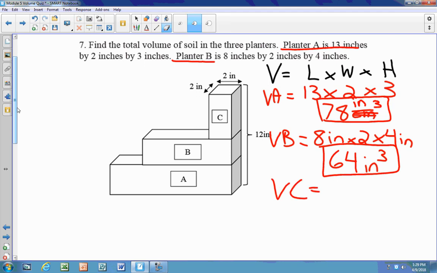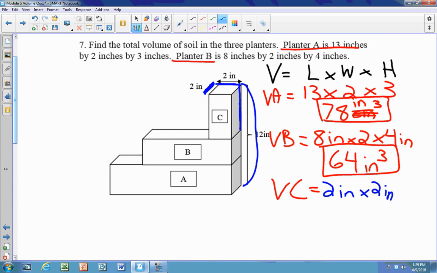And in the volume of C, I'm going to use a different pen to help point things out. We see our length right here for C is 2. We do see our width right here of 2. The question is, what is this height? Well, this whole entire height from here to here is 12. And I see that the height of A was 3 inches, so I'm going to fill that in right there. And the height of B was 4 inches, and I'm going to fill that in right here.